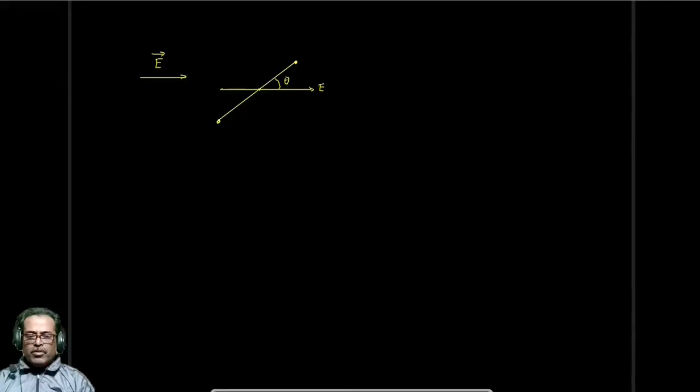Now, potential energy stored inside a dipole due to an external electric field. Suppose the dipole is placed, and the direction of the field is along this direction, E, and the dipole makes an angle theta with the direction of the field at its middle point. We know that this end is negative and this is positive, and the length of the dipole is twice L as usual.